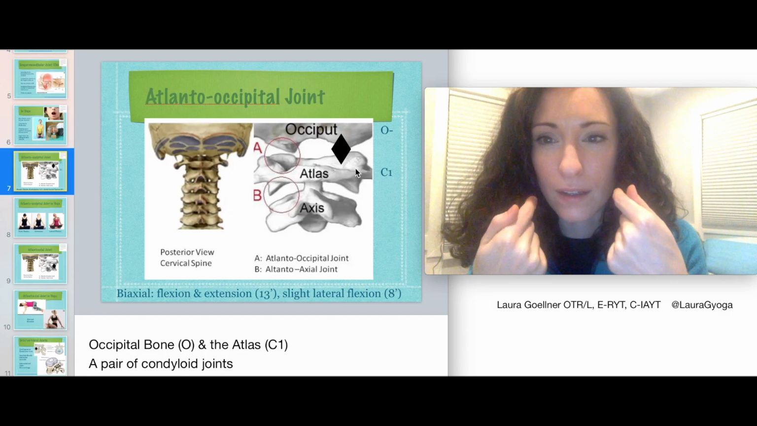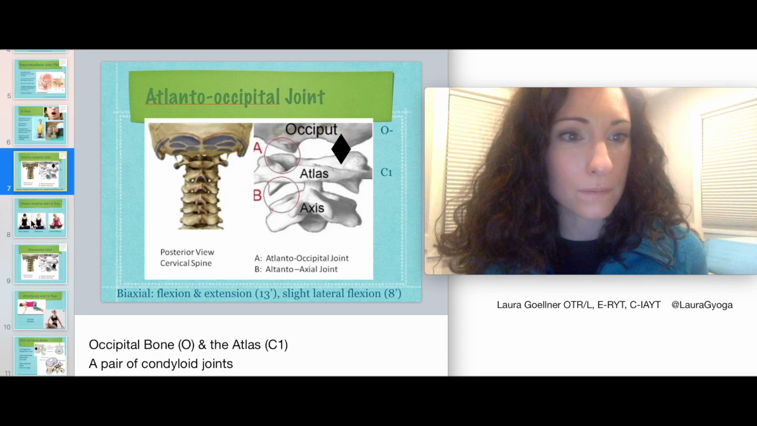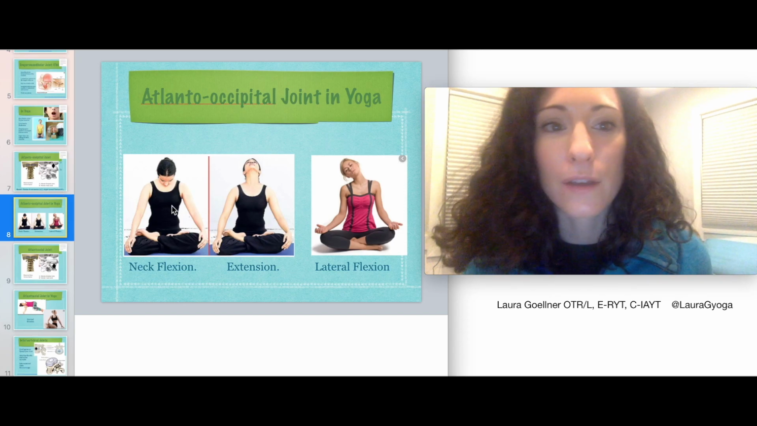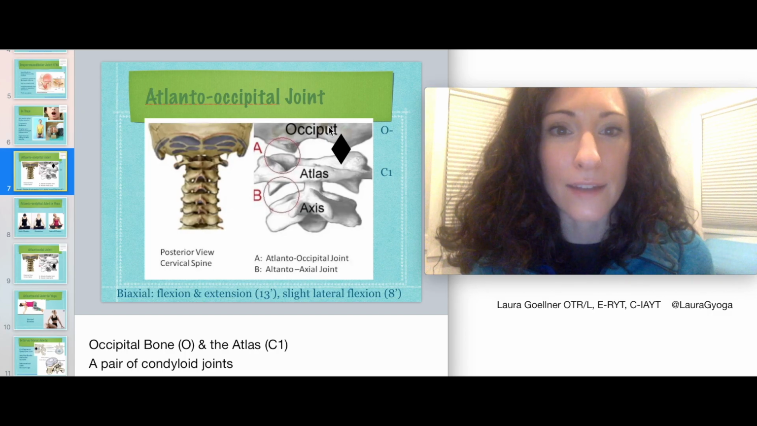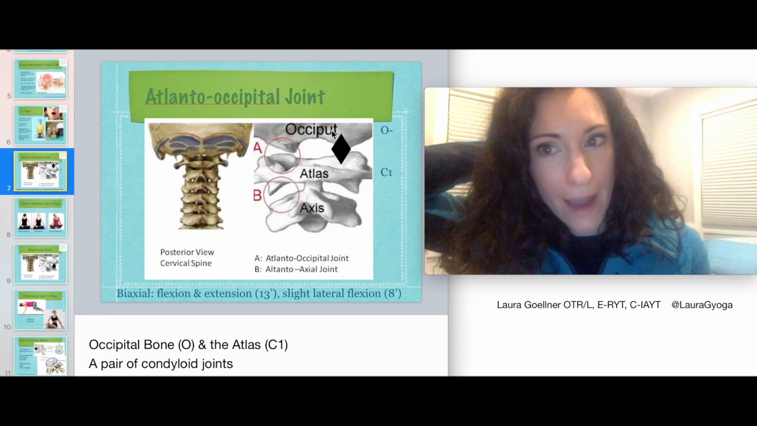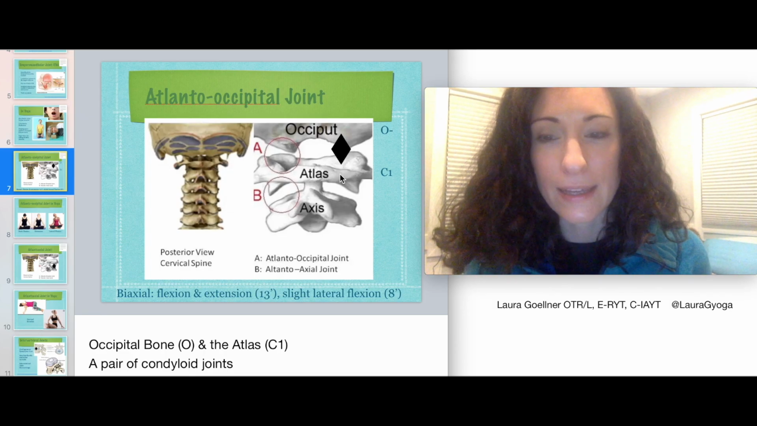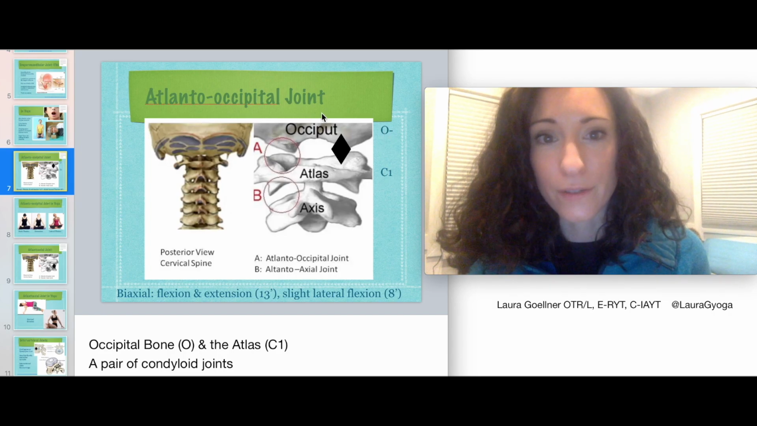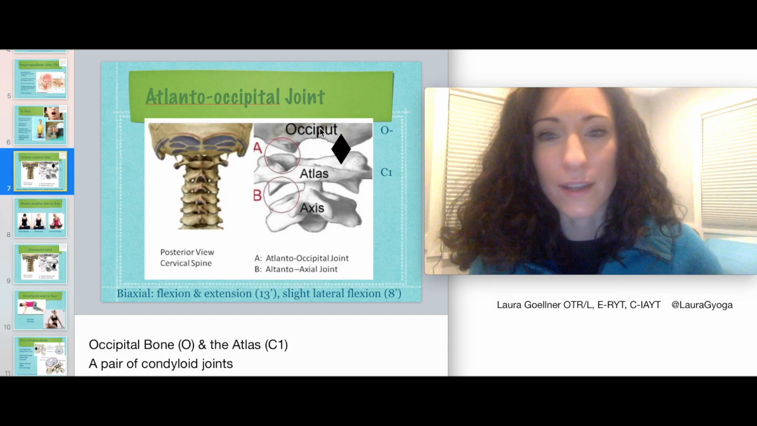It's like a little divot on each side. And I know I have another picture of that. Okay, so there's the atlanto-occipital joint where this little diamond is. The occiput being that backbone of the skull, and that joins with the atlas, that top bone of the cervical spine. We could also say 0 and C1, so 0 being the skull. It's not part of the spine, so it doesn't get a number.